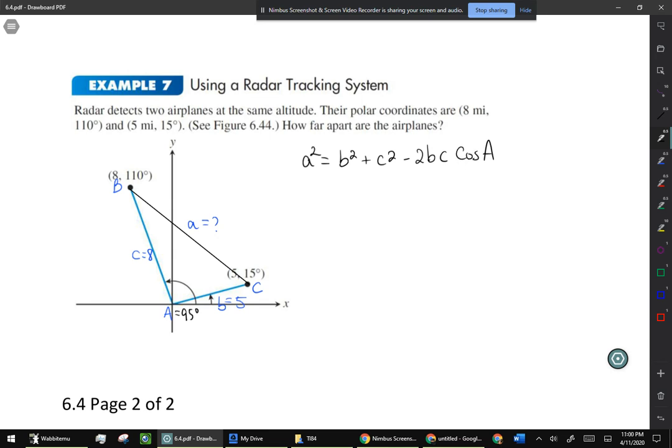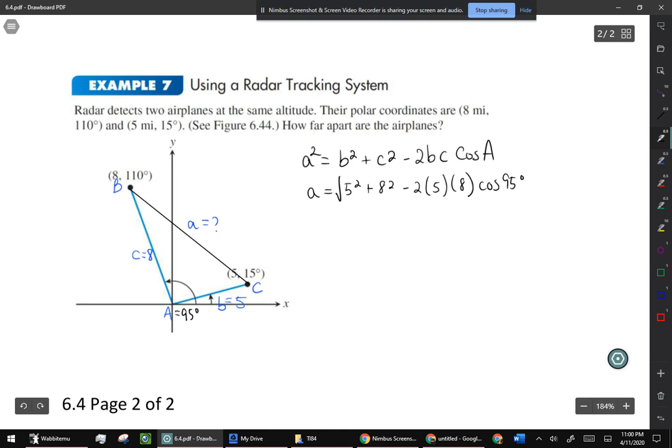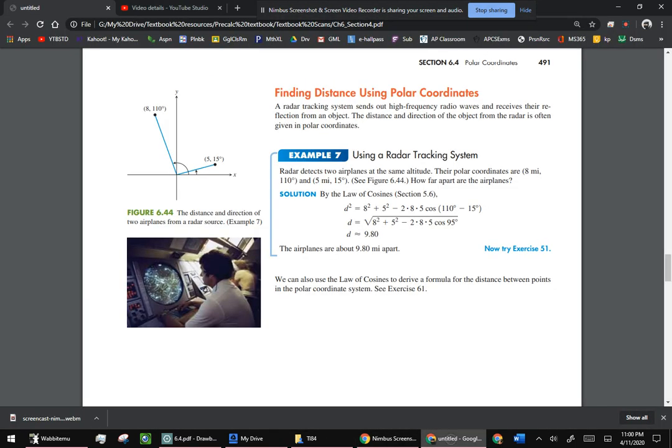And so A is just going to equal the square root of what's b in this case, so it's 5 squared plus 8 squared minus 2 times 5 times 8 cosine of 95 degrees. You throw that all in your calculator. Make sure in this case you are in degree mode, but I'm just going to go here and see that the textbook says that it will be 9.80.